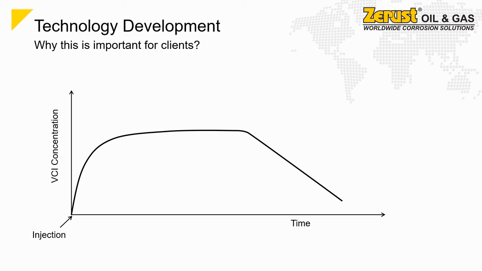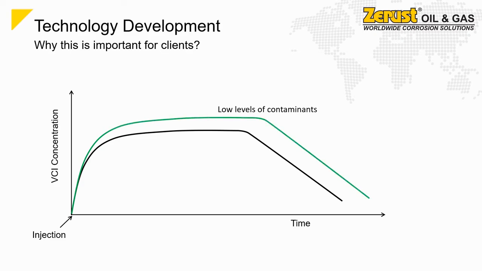Nonetheless, if we have a different level of contaminants, this situation may change. For example, let's be optimistic and think that we have a lower level of contaminants than before. Therefore, the VCI concentration might be higher and last longer. On the other hand, if the contaminants are high, the VCI concentration may be lower and deplete sooner. Therefore, we need to understand when we need to reinject.